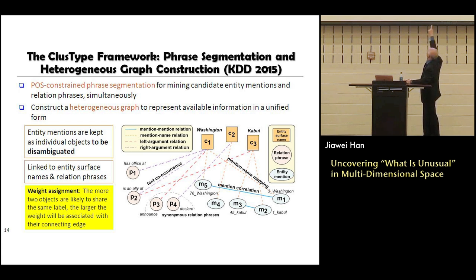So what you can see is you link with all the context. For example, this Washington that has office at Washington, is ally of Washington, Washington announces, Washington declares. With this, you probably will be able to figure out what this Washington is. Because once you say Washington declares, and the other one says Kabul declares or Moscow declares, you finally know Washington represents that country, right? So based on this, you will be able to disambiguate lots of things.